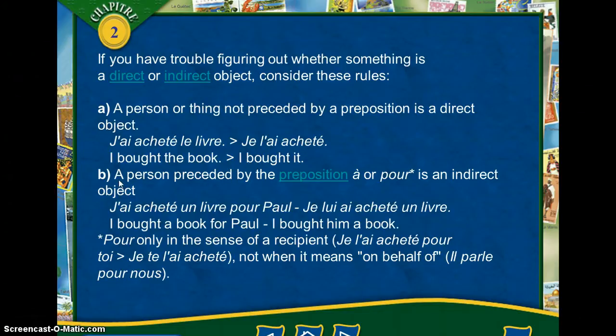Now, if a person is preceded by the preposition à or pour, which is new for us, this is not in the original notes, then it is an indirect object. Now pour is going to have a special case if we mean for but not like on behalf of, and we'll see that in a minute. So, j'ai acheté un livre pour Paul. If I bought a book for Paul, je lui ai acheté un livre. And that is why we would use this indirect, because you didn't buy Paul, right? You bought a book for Paul.